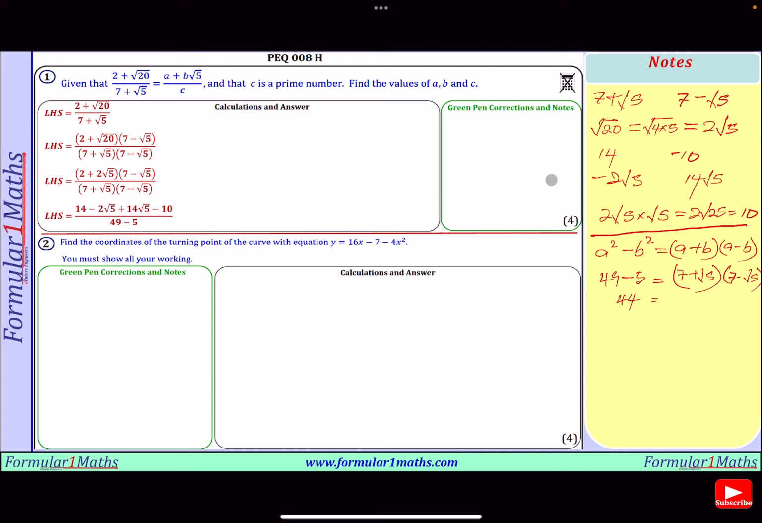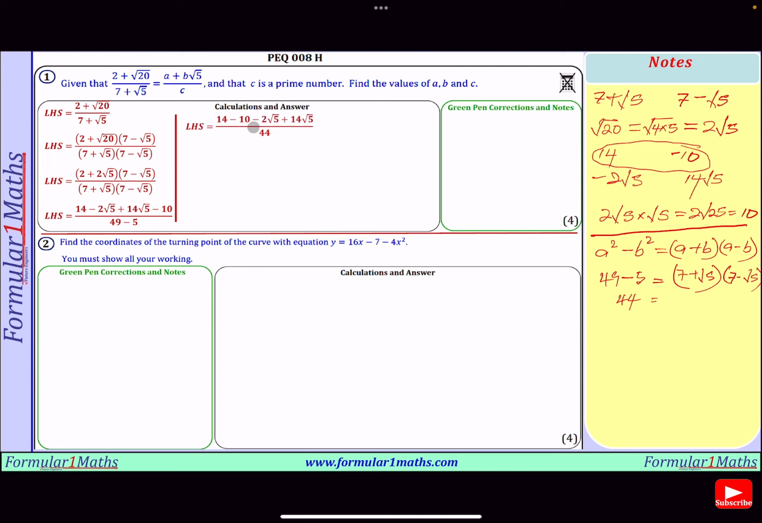And as you can see, we've got a 14 over here, we've got minus 2 root 5 over there, 14 root 5 over here, and minus 10 over there. We can now collect like terms. And as you can see, 14 and minus 10 are like terms. So these two are rational and they are like terms. And these two are also like terms because they are both irrational. So if we collect like terms, we're going to get this.